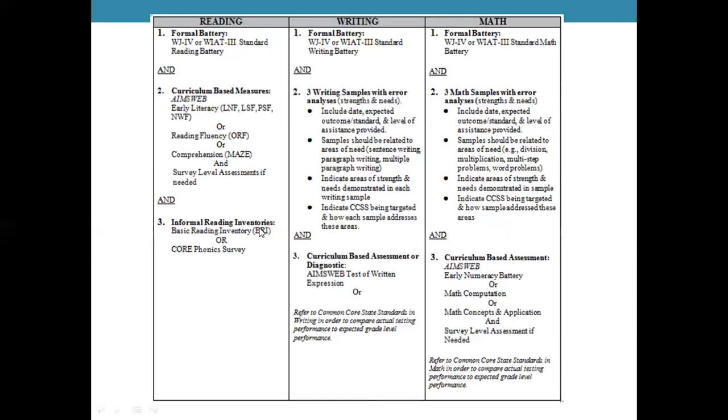So we talked about CBMs today, and we're going to talk more about AIMSweb next week. That's going to cover your CBMs for this. And then today we talked about different ways to analyze work samples for writing and math, which is going to cover this piece of your case study assignment for writing and math.